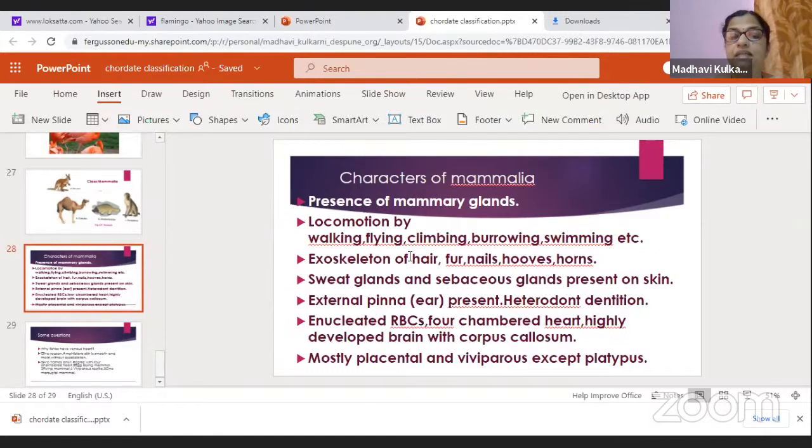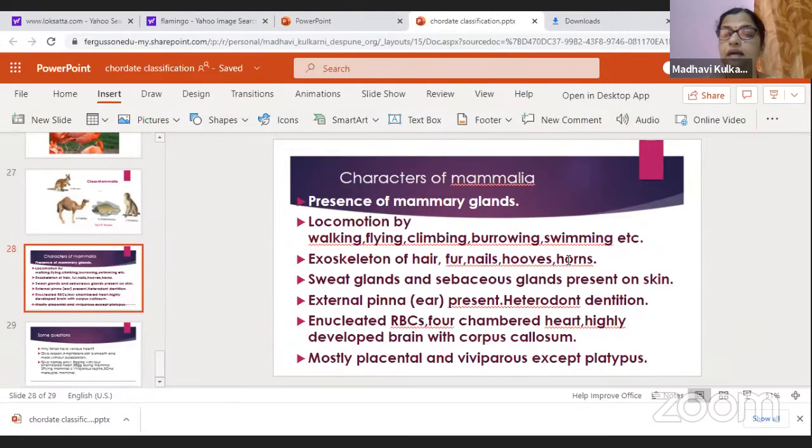Their exoskeleton is hair, made up of hair. When the hair is very thick, covering the body, it is called fur. They always show the presence of nails, or in some animals they show hooves. In cows or bullocks, the harder part of the foot is called the hoof. Many of them show the presence of horns.